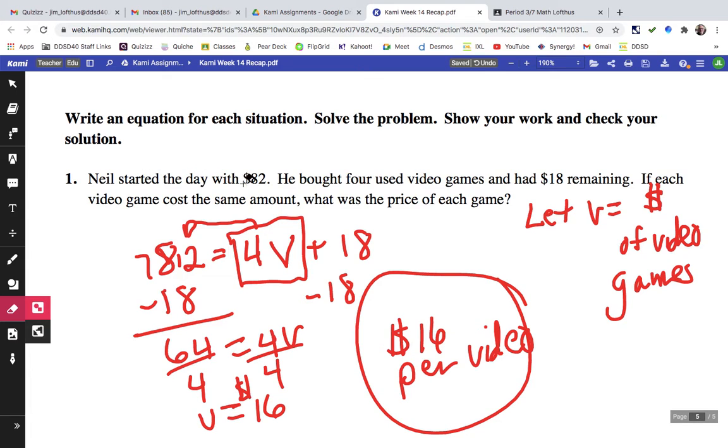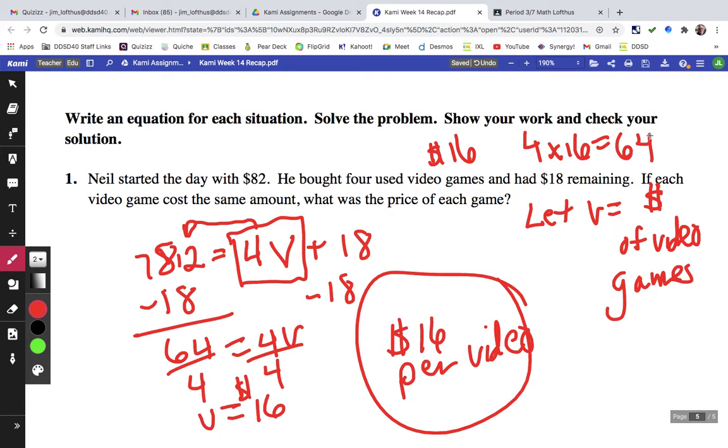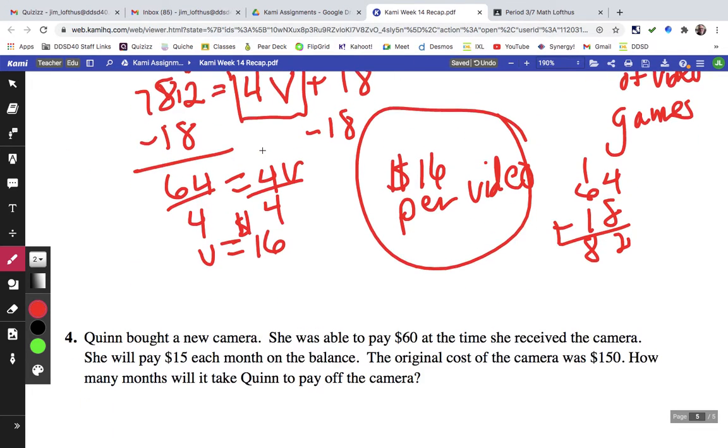Neil started the day with $82. He bought 4 used video games at $16 each. 4 times 16 is 64. And he had $18 remaining. 64 plus 18 is 82. And he had 82 at the beginning. So that one checks out.